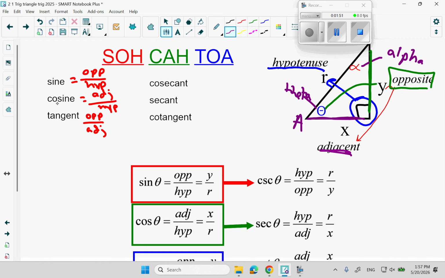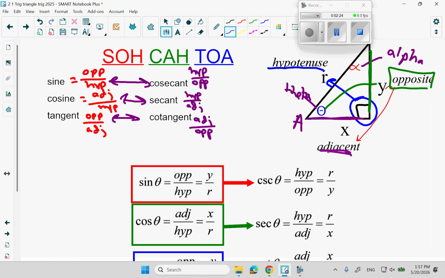Now, with those three trig ratios, we also have three more trig ratios that are flipped versions. So cosecant and sine go together. Cosecant is flipped sine. So instead of opposite over hypotenuse, it's hypotenuse over opposite. Secant goes with cosine, so that's going to be hypotenuse over adjacent. And tangent and cotangent are inverses, so that's going to be adjacent over opposite.